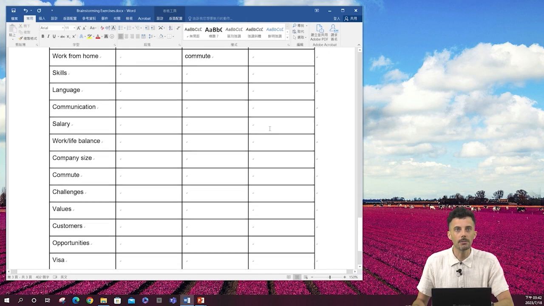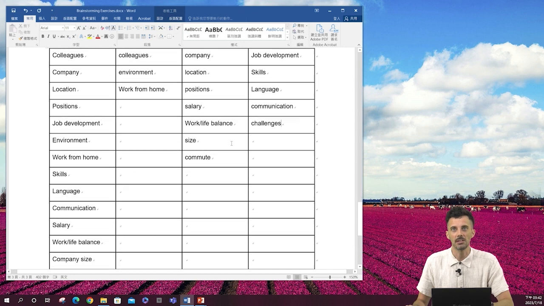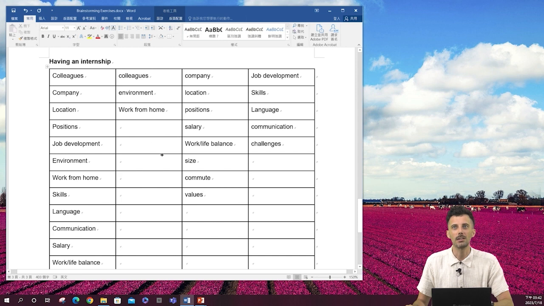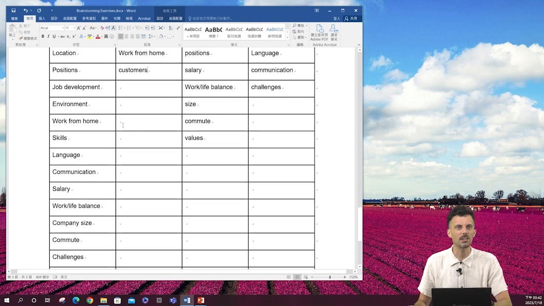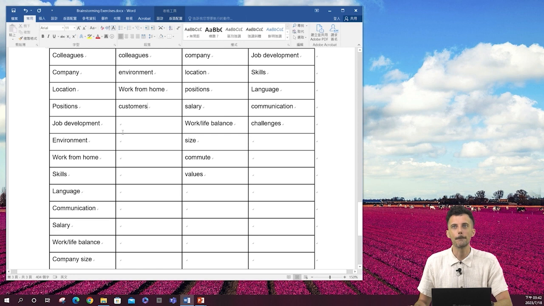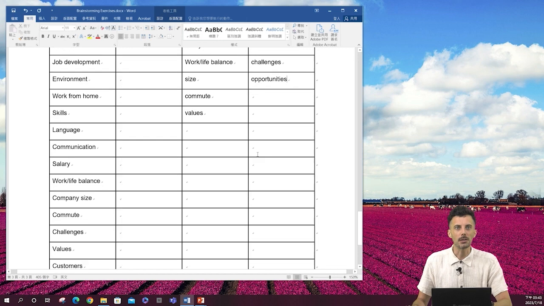Then we have values. Yeah, I agree with that one. Customers. Yeah, I'll put that in the first one because I have an idea what the first category is going to be. Opportunities. Where would opportunities go? Job, good job. Okay.